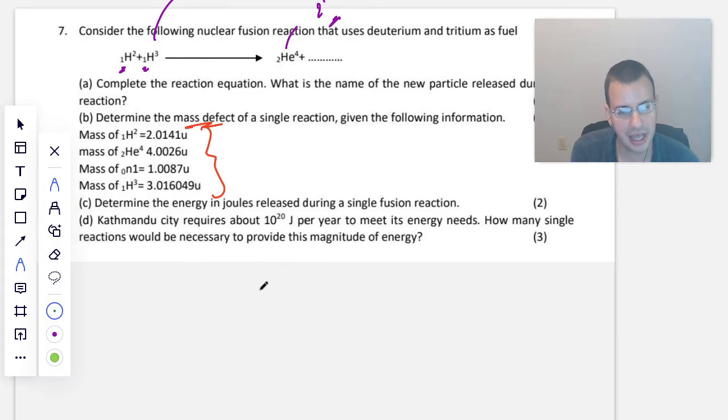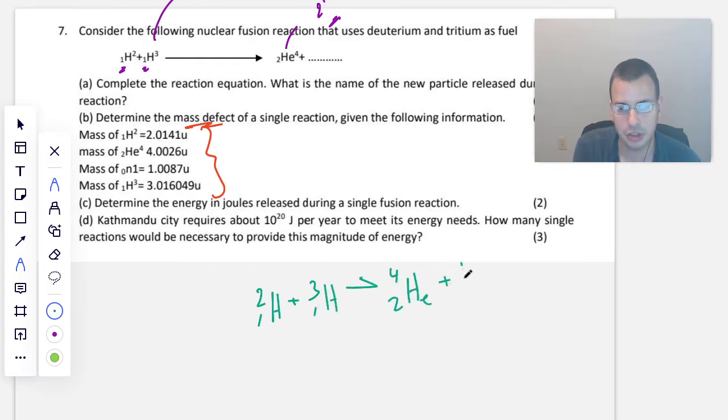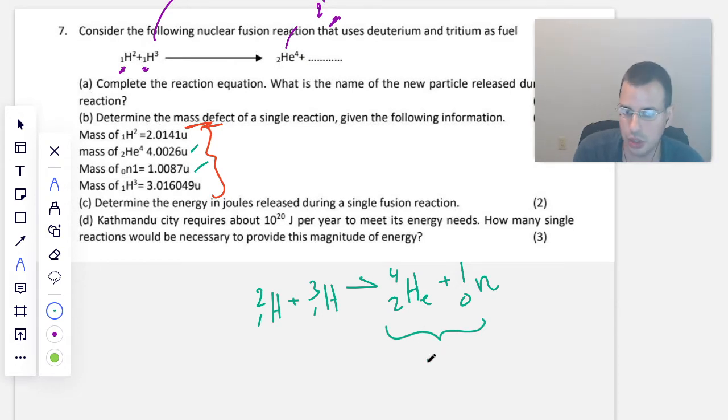So if we look at this as hydrogen 2, 1 plus hydrogen 3, 1 goes to helium 4, 2 plus neutron 1, 0, we can add up these masses here. So this one is going to be 4.0026. This is going to be 1.087. And when we add those together, we get 5.0113.